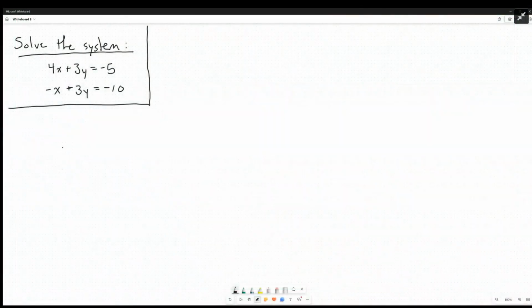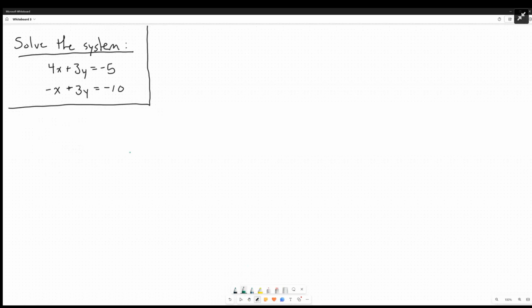Okay, so we want to solve this system. 4x plus 3y equals -5, and negative x plus 3y equals -10. Now, there's a couple of ways to approach this, and I think I'll do two. But to start, let's do a surefire way.